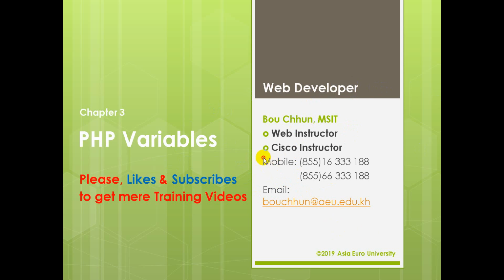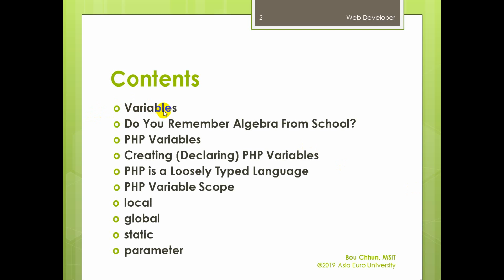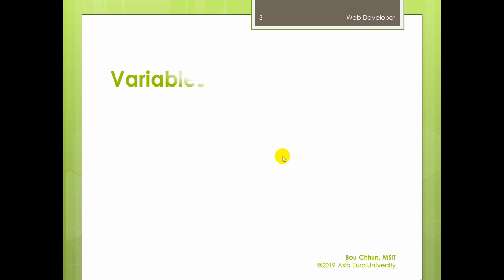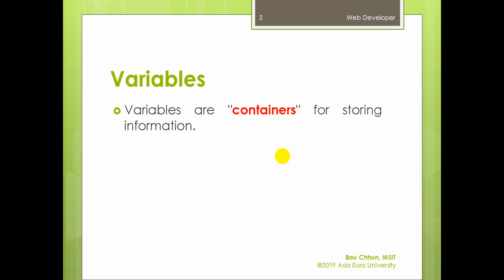Okay, in this content, we show variables. Do you remember algebra from school? We will cover PHP variables, creating and declaring PHP variables, and that PHP is a loosely typed language. Then PHP variable scope: local, global, and static, and lastly parameters. What is a variable? A variable is a container for storing information in memory.